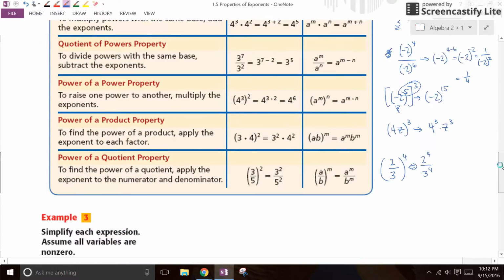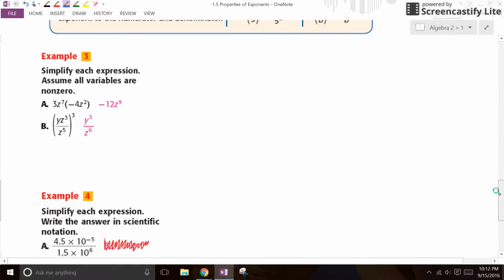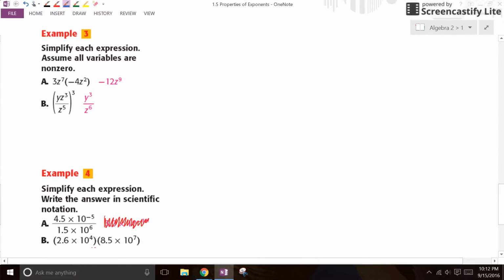All right, with all those properties, let's see what I got for you here on examples 3 and 4. Example 3: simplify each of these and try to assume all variables are non-zero. That's just something math geeks say.